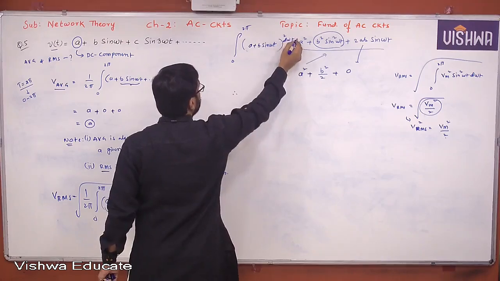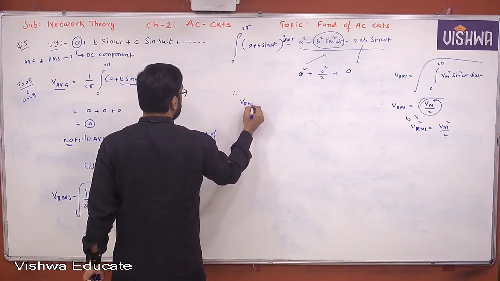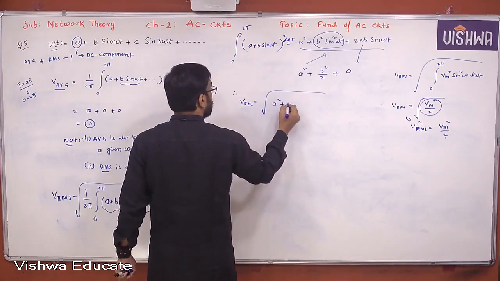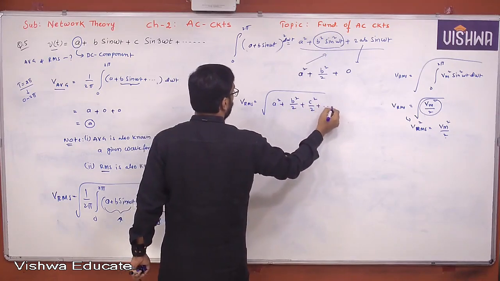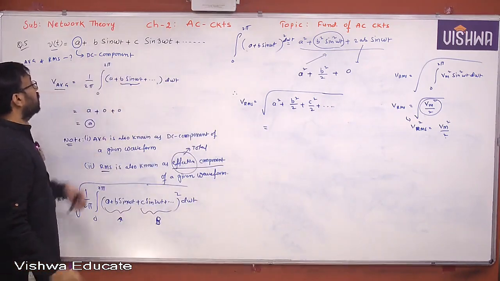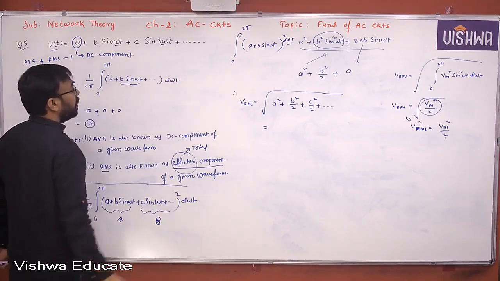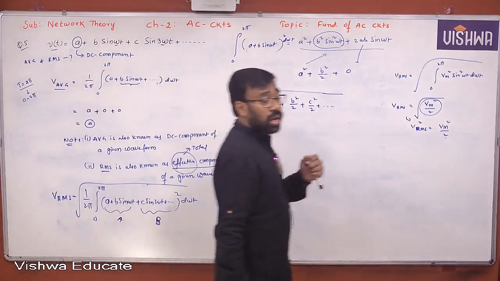D omega t. Therefore, now V RMS will become, I generalize, A square plus B square by 2 plus C square by 2 plus and so on. Whenever you have a sine wave with some harmonics, where the third harmonic components are available and all second harmonic components are nullified, you are left with only the third harmonic component. Okay, odd components you have.